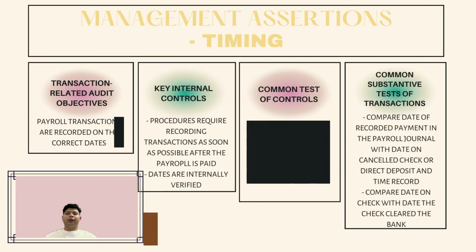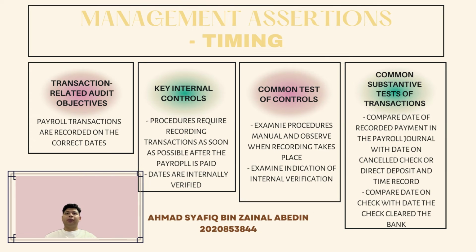The last management assertion is timing. The transaction-related audit objective for timing is that payroll transactions are recorded on the correct dates. For key internal controls, procedures require recording transactions as soon as possible after the payroll is paid, and dates are internally verified. For common tests of controls, examine the procedures manual and observe when recording takes place and examine indication of internal verification.